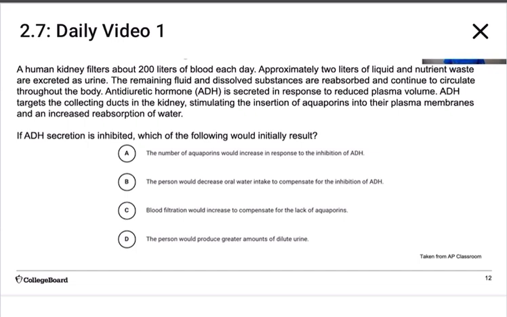Welcome back. For this question, you were looking at what would initially result if ADH secretion is inhibited. And your answer should have been D. The person would produce greater amounts of dilute urine.